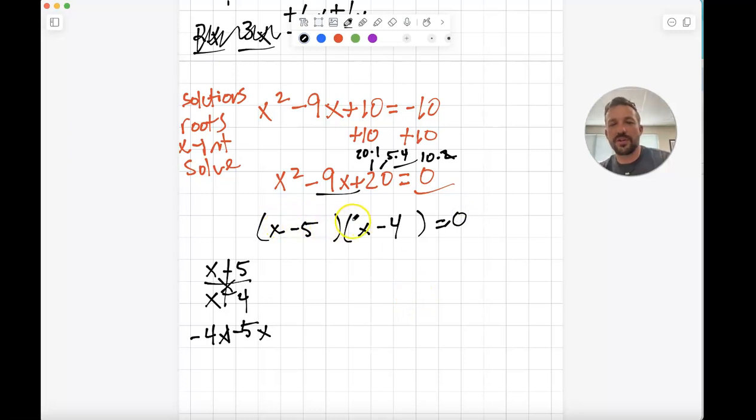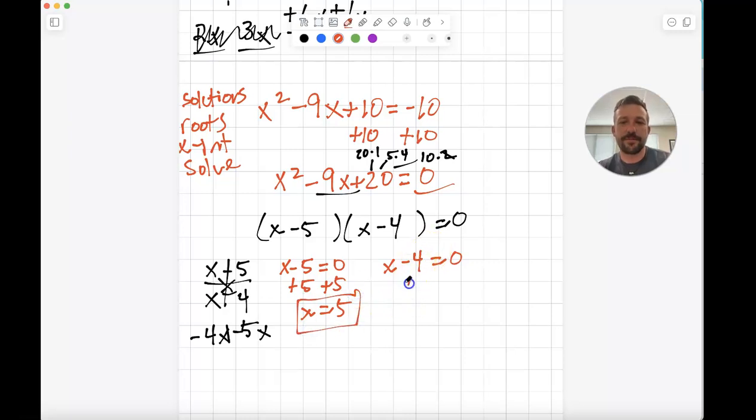Now guys, what you would want to do is check this, double check, make sure it's right. I know it's right because I've already done this one. And now, since it's equal to 0, we can set each one of these equal to 0. That's the whole point here. We can add 5, so now we just solve for x. So x equals 5 is one of my answers. And x equals 4 is another answer. These ones have 2 answers.